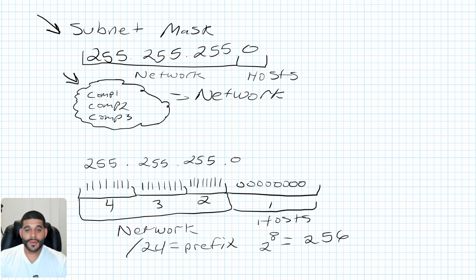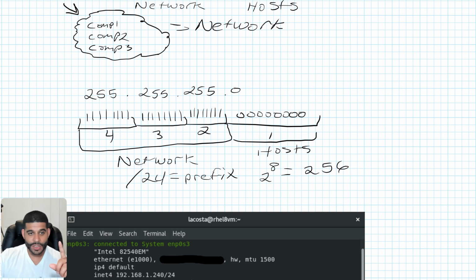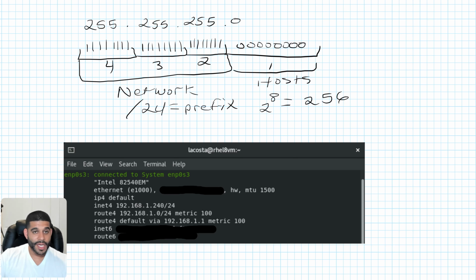So as you can tell now, we have a total of 256 computers that can be part of this network, having the subnet mask of 255.255.255.0. Or if you want to look at it in the Linux world, the Linux world gives us a prefix of 24. So that tells us how many bits are for our network. And then the remaining bits are what we can have for hosts, meaning different computers within that network. And again, it's a total of 256.